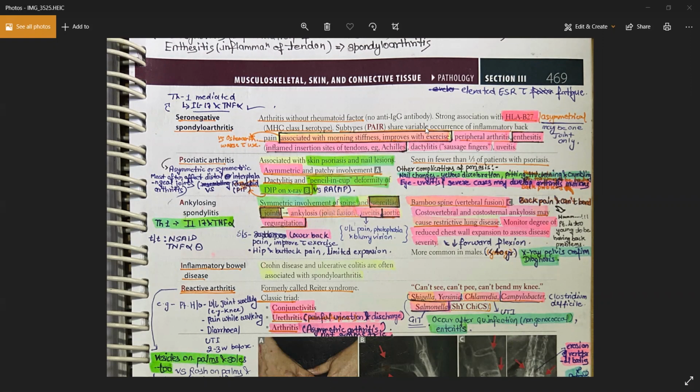Because these are inflammatory conditions and the inflammation is systemic, other parts of the body can also be involved, like the eyes. The patient can get uveitis, which is the inflammation of the uvea, right? So all these symptoms are very common in all these disorders. Okay, they have categories.